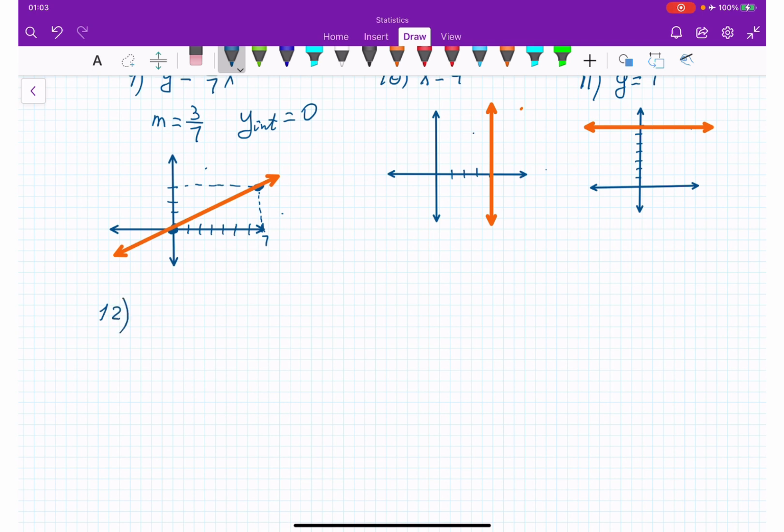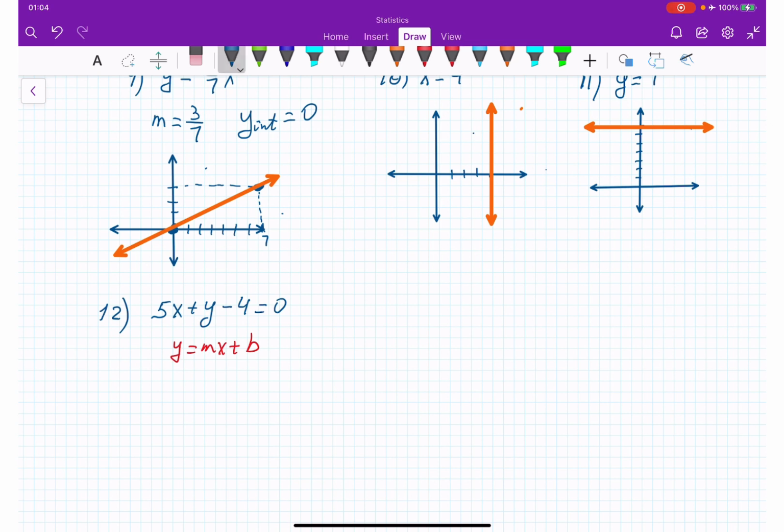So rewrite the equation 5x plus y minus 4 equals 0. We need to write this equation in slope-intercept format. Remember, slope-intercept format was y is equal to mx plus b, which means I have to find y from here.